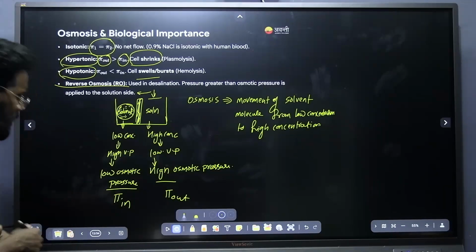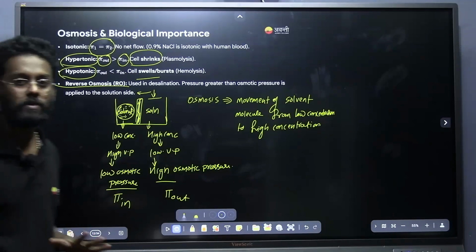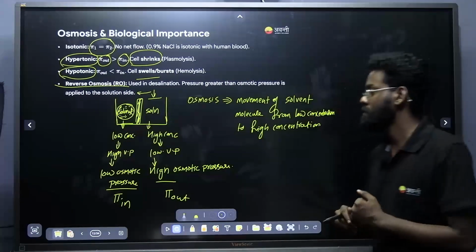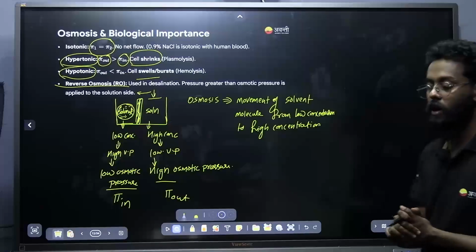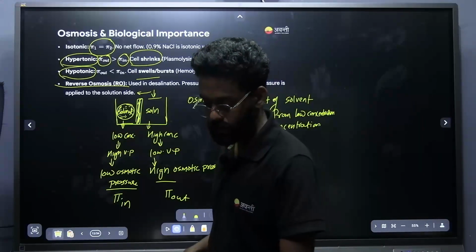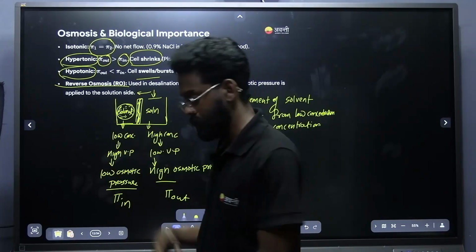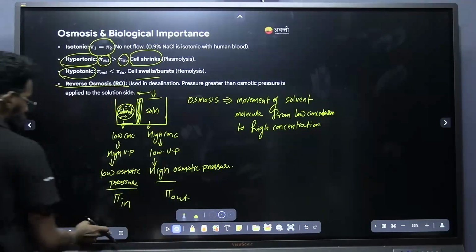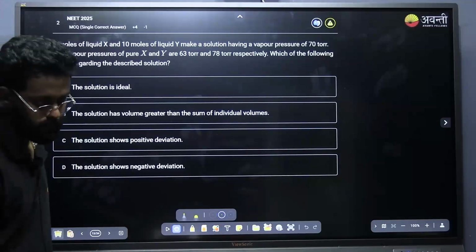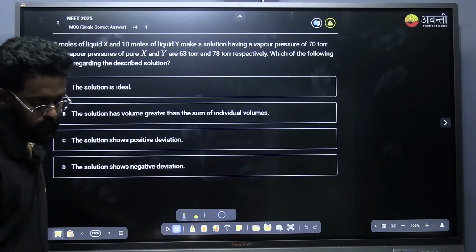Hope all of you got a complete idea about osmosis and all. So this is all about the concept of the solutions chapter. Hope all of you got everything. Now we can move into some PYQs that were asked in recent previous years, and thereby we can make a complete understanding of this chapter. Here's the first question for you.